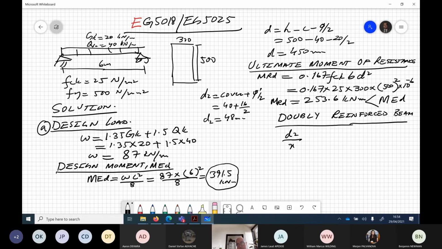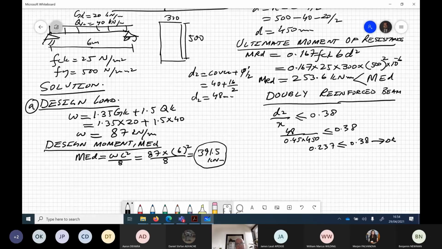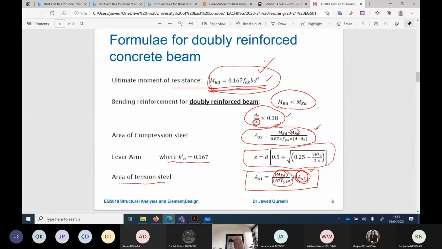So D2 over X should be less than or equal to 0.38. D2 is 48 divided by X, which is 0.45 into D. D is 450. Should be less than or equal to 0.38. So let us see, 0.237. So this is okay. The next step is, are you following me? Yes. The step is area of compression steel, AS2.